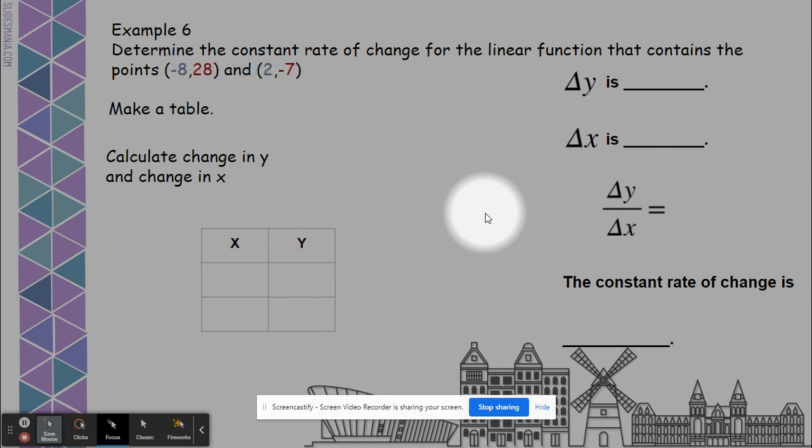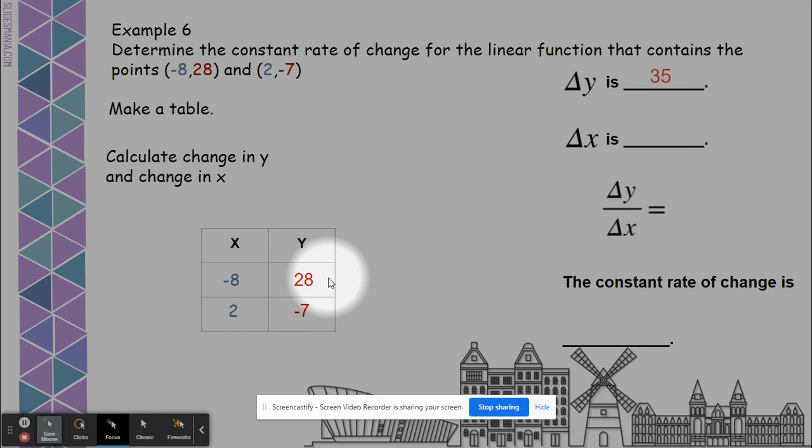Okay, one more example of this. Now, we got 2 points. We can always make a table. So I'm going to plug these 2 points into my table. I'm going to find the change in y because that's always what we do. I hope you got that now. So I'm going to do negative 7 minus 28. I think that's going to be negative 35.